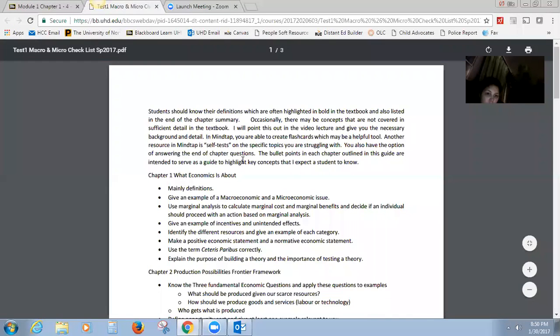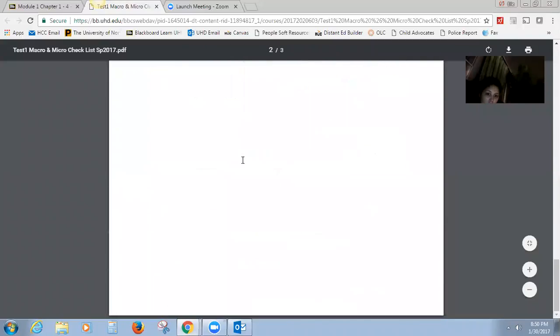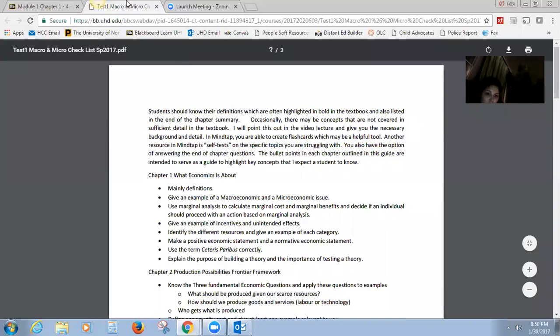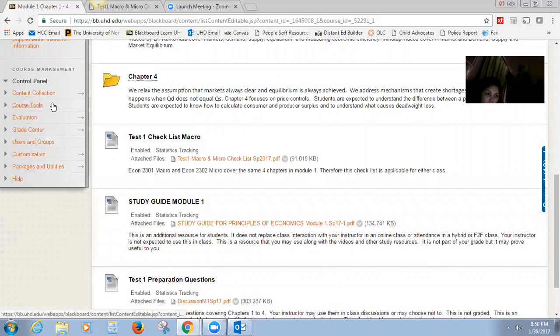So the checklist, I don't know how much I'd really care about the checklist, to be honest with you. Because if you look at it, it's every single thing. Yeah, it's just like, it's the book. Yeah, it is. But I would pay attention to the review quizzes.